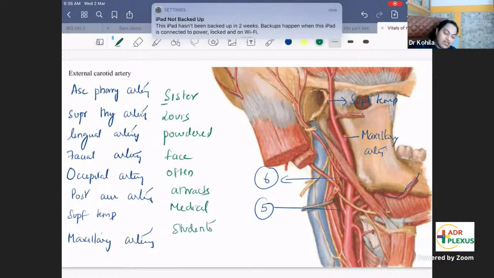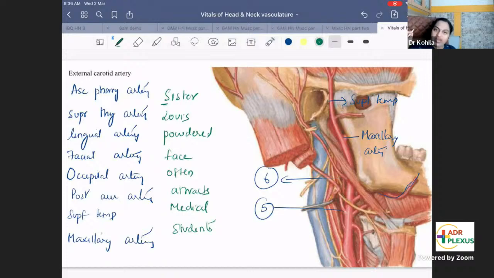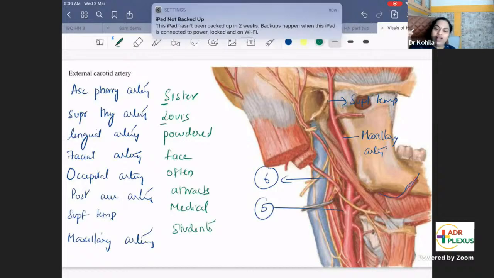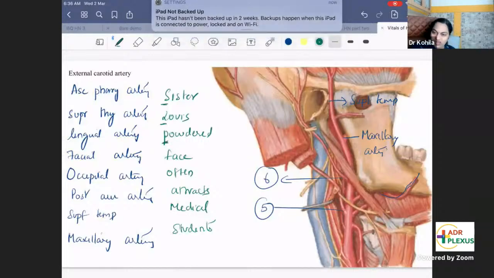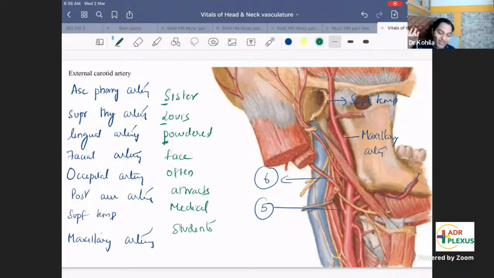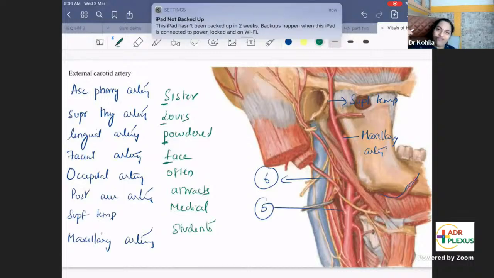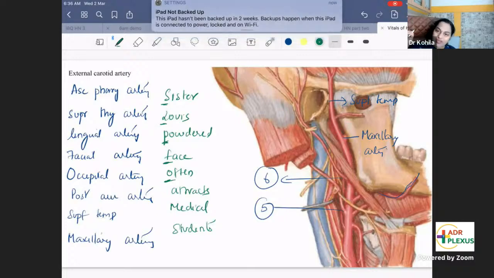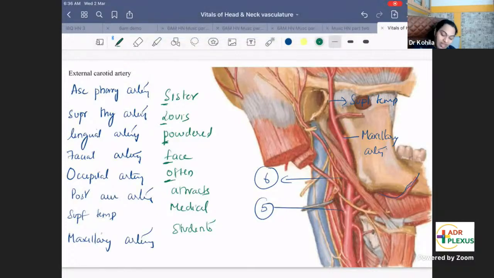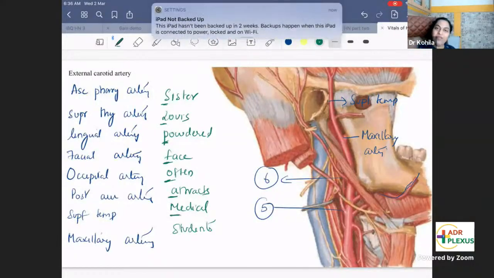What is S? S is superior thyroid artery. L, lingual artery. Abhishek, are you there? This mnemonic, I'm reminding it for you. Yeah, I have a mnemonic, Vignesh, I'm coming there. P is posterior auricular artery. F, facial artery. O is occipital artery. Abhishek, take it down. A is ascending pharyngeal artery. M, maxillary artery. Superficial temporal artery.